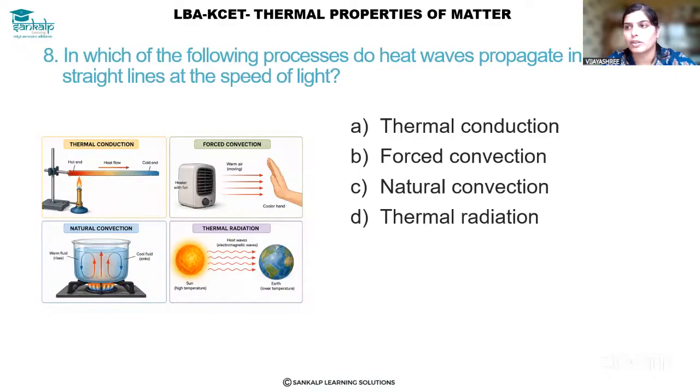So, as you know, heat is transferred in three ways: conduction, convection, and radiation. Conduction is usually in metallic objects. For example, if you take an iron rod and heat one end, the heat reaches the other end because of conduction. Okay.